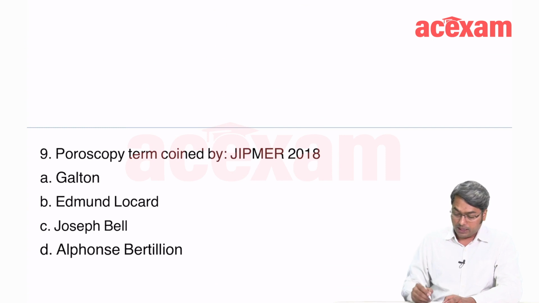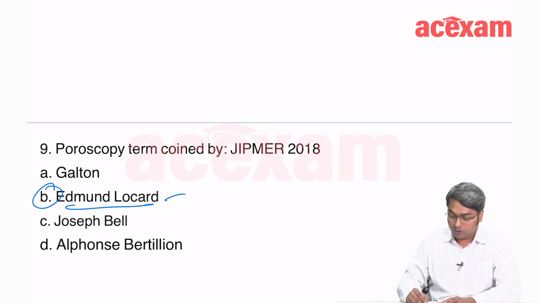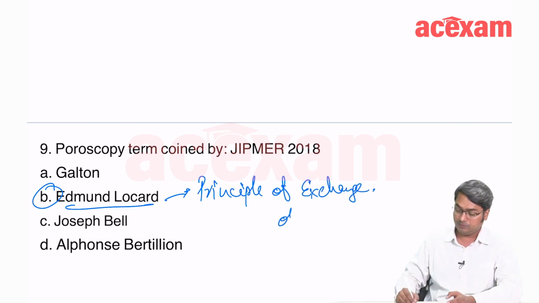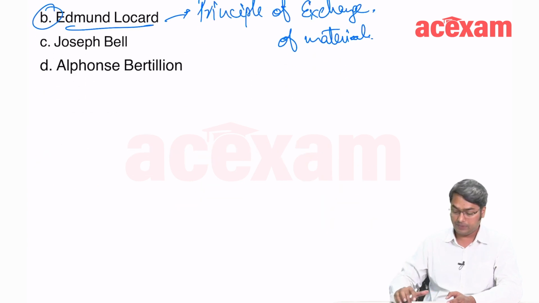Poroscopy term was coined by Edmund Locard, and Edmund Locard is also famous for the principle of exchange of materials, Locard's exchange principle. Whenever two objects come in contact, they always exchange some material.